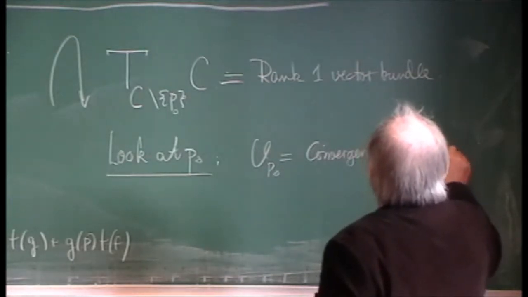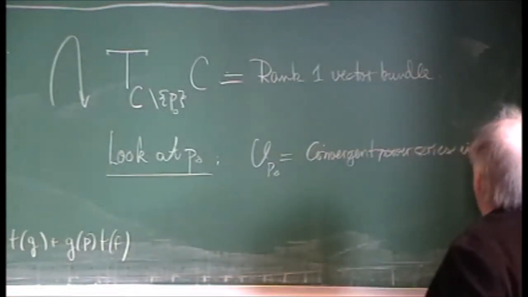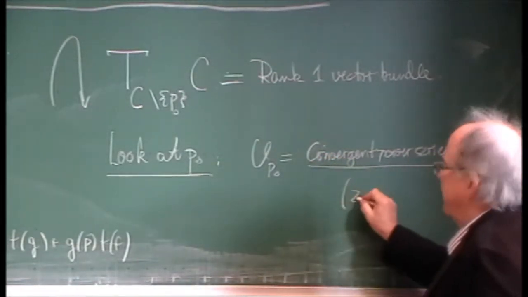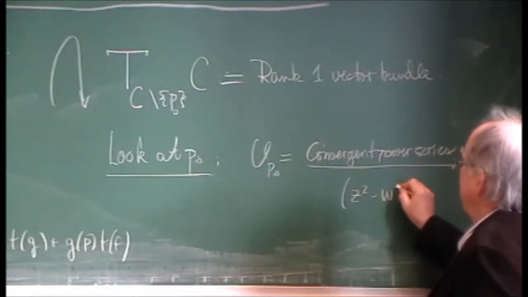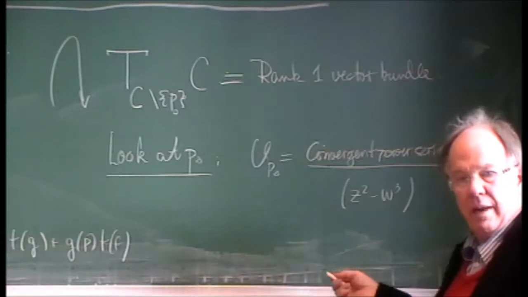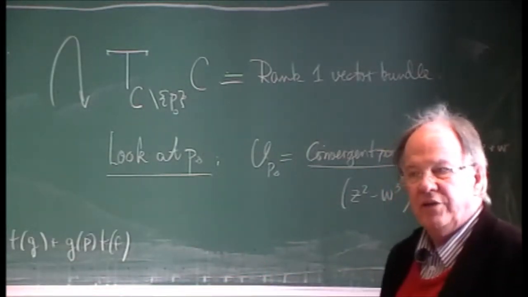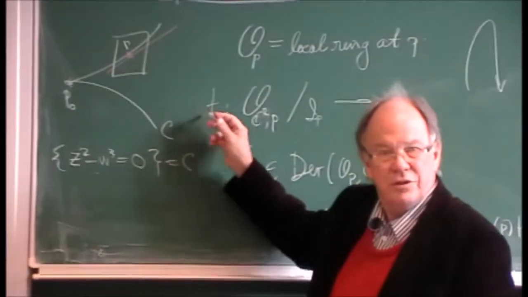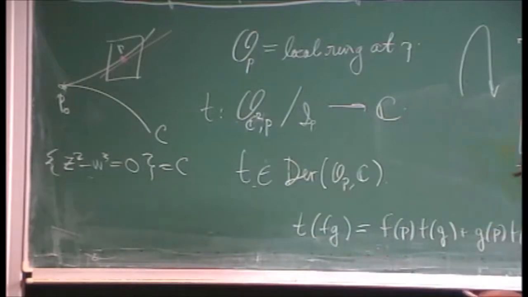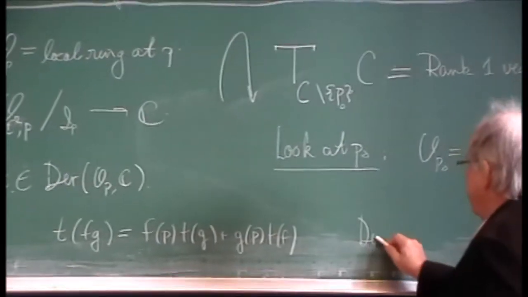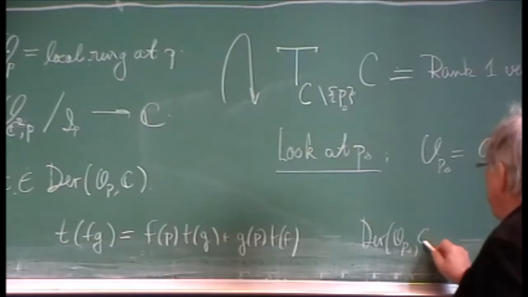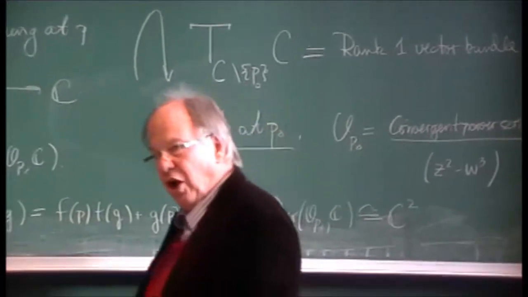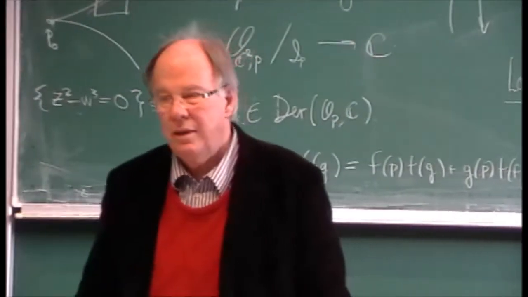You can just think of it polynomially, it doesn't matter. In Z and W, modulo the ideal generated by this equation. Just write it down. That's it. And then if you like algebra, you compute the derivations on this thing. What are the derivations? The derivations of this thing, with values in the complex numbers, is two-dimensional. It jumps. That is the semi-continuity that happens here.